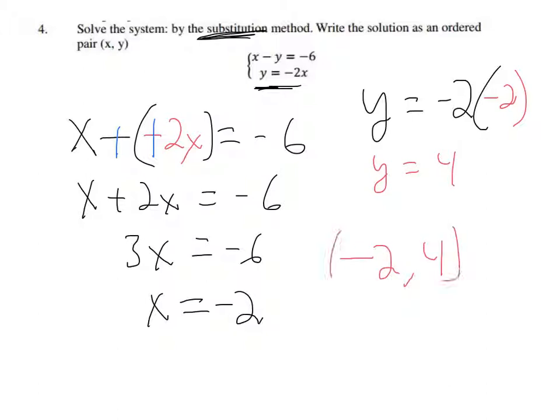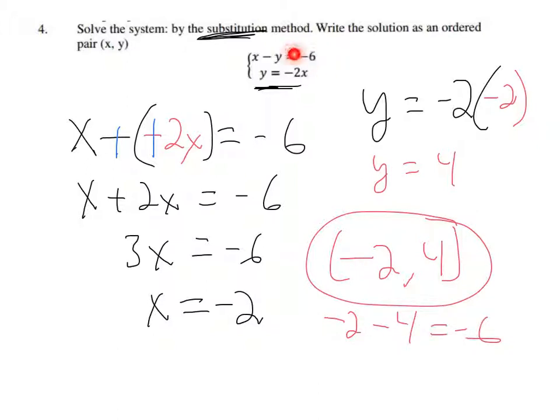And we should check in the other equation, that negative 2 minus 4, is that equal to negative 6? This equation up here is what I'm talking about. I replaced x and y with what I think x and y are, and that did check, so that is the right answer.